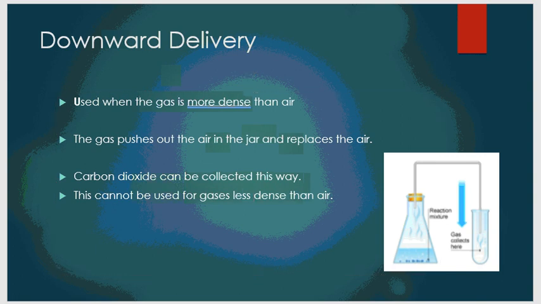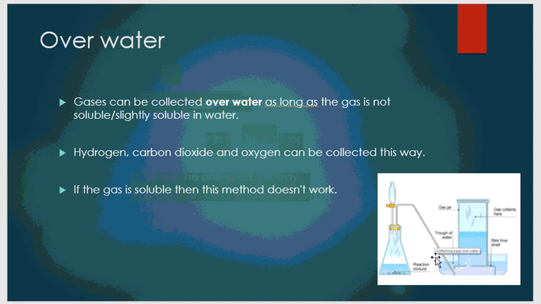Okay, and then the last one is the over water method. So you can see this water trough here. The gases can be collected over water as long as the gas is not soluble or is only slightly soluble in water. So that means it's not going to dissolve in water, or it's only going to dissolve a little bit. Hydrogen, carbon dioxide, and oxygen can be collected this way. If the gas is soluble, then the method wouldn't work, because the gas would just dissolve into the water and you wouldn't be able to collect it.